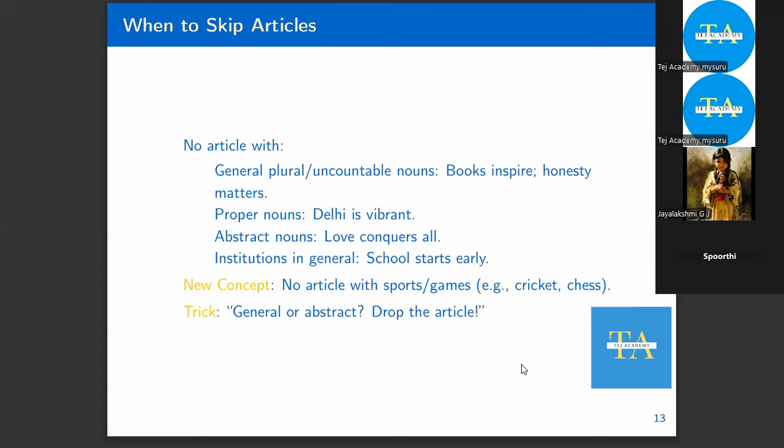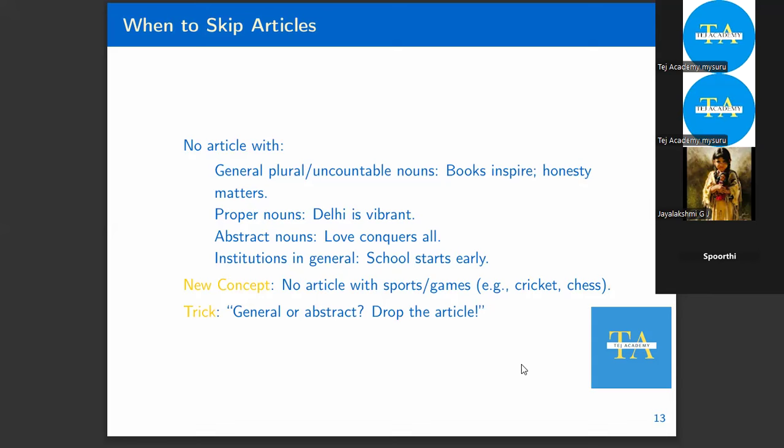So we should not use articles in front of some special cases like general plural or uncountable nouns, like "books inspire." This is a general statement that books generally inspire. It's the work of books to inspire. So there's no need of adding any article. And moreover, books is a plural, so there's no necessity of adding "the" or any article.